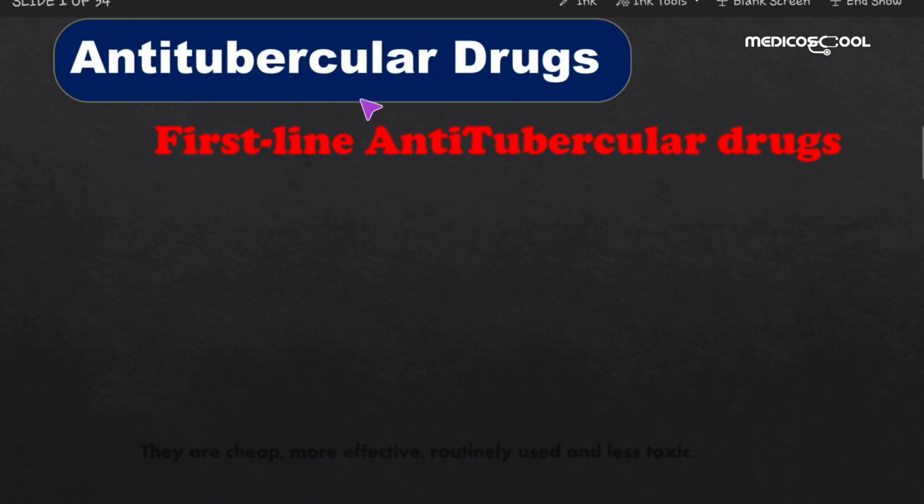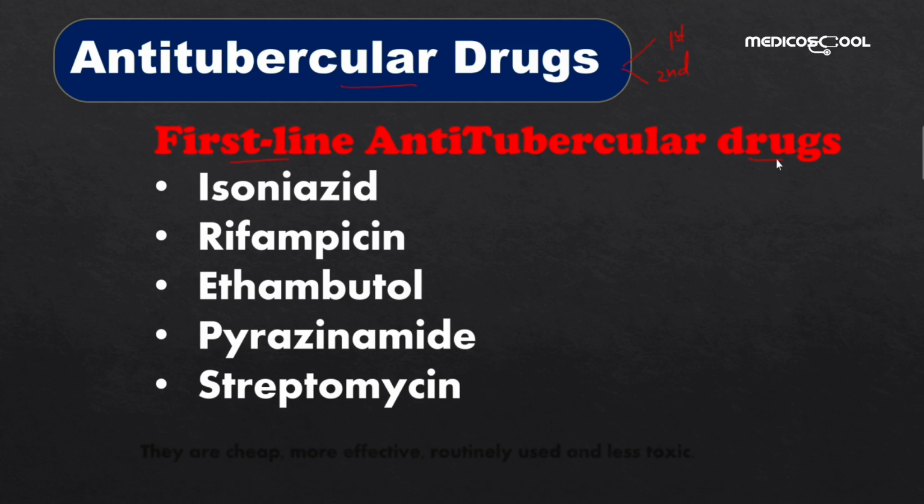So, from today onward, we will study about the anti-tubercular drugs. In the anti-tubercular drugs, there are two classes: the first line anti-tubercular drugs and the second line anti-tubercular drugs. First of all, we will study about the first line anti-tubercular drugs. It includes drugs like isoniazid, rifampicin, ethambutol, pyrazinamide, streptomycin. We will discuss each one of these in detail.